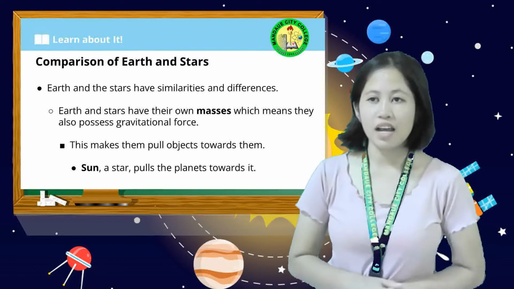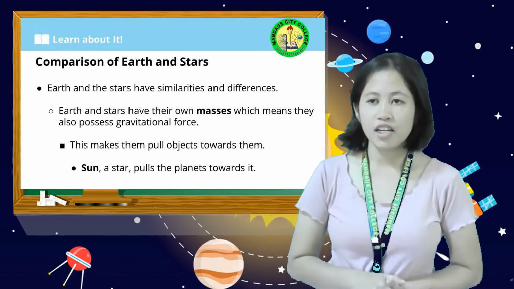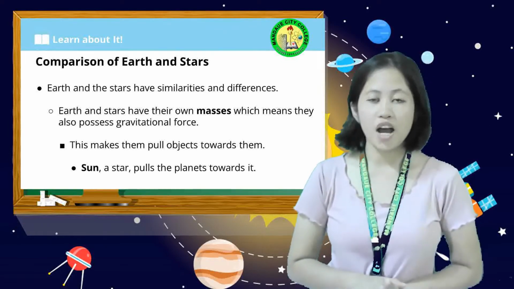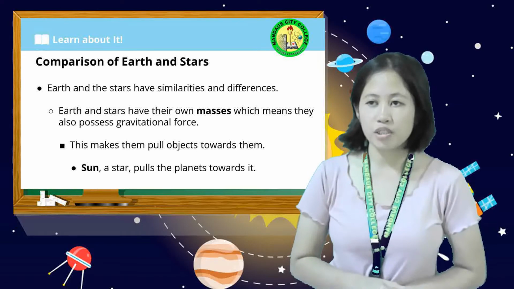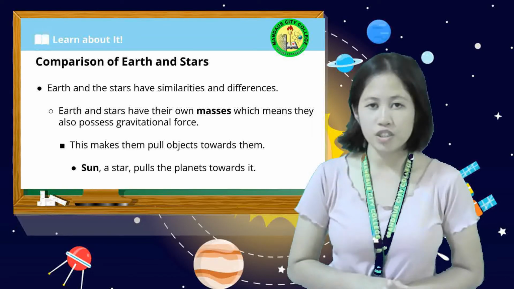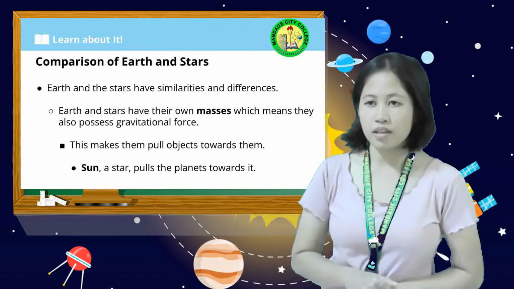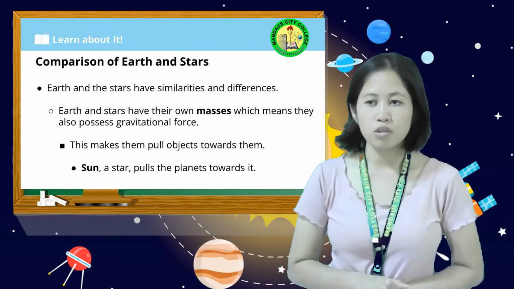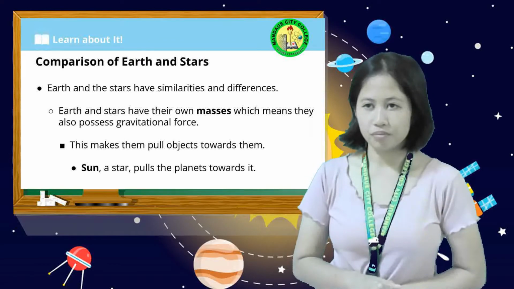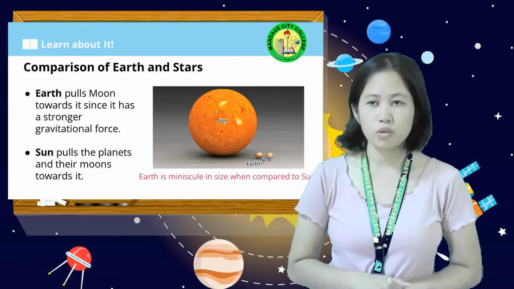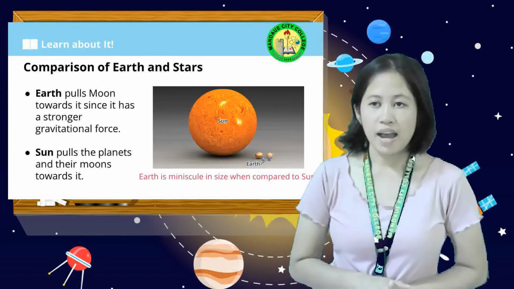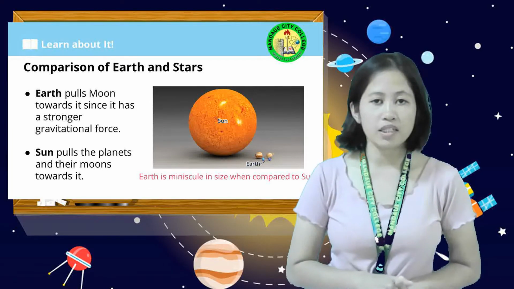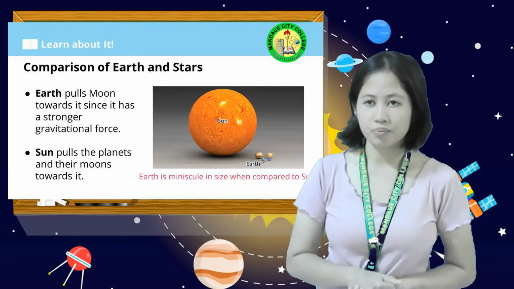Comparison of Earth and star. Earth and star have similarities and differences. Earth and star have their own masses, which means they also possess gravitational force. This makes them pull objects towards them. The Sun, a star, pulls the planets towards it. Earth pulls the moon towards it since it has a stronger gravitational force. The Sun pulls the planets and their moons towards it.